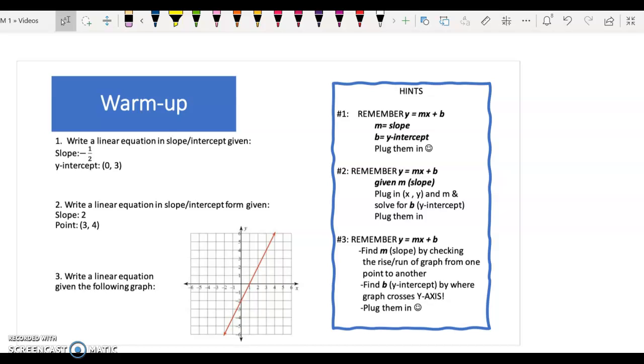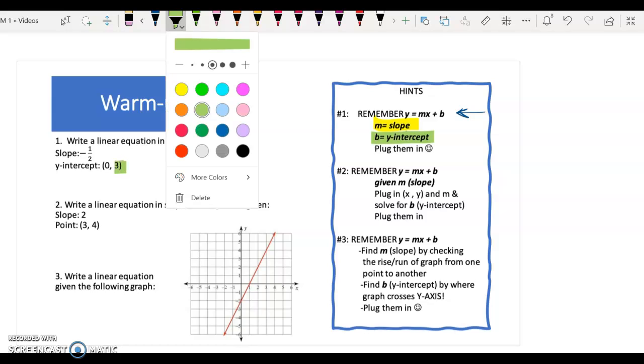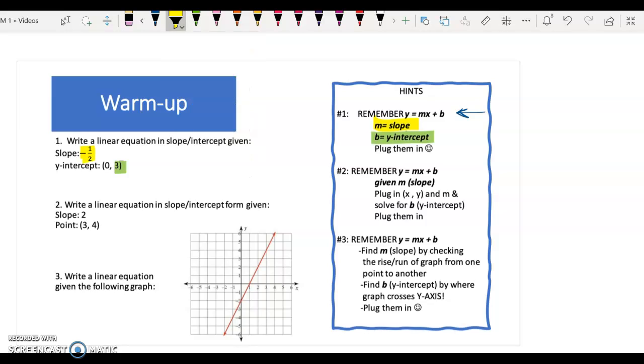So hopefully you paused the video, and now I'm going to go over these problems. This is review. The hints that I have here are to make sure that you remember the slope-intercept form of a line, which is y equals mx plus b. M is your slope, and b is your y-intercept. When you are given your y-intercept, which is the b, and the slope, you just plug them in. So you will get y equals negative 1/2 x plus 3. And that is the equation of a line in slope-intercept form.